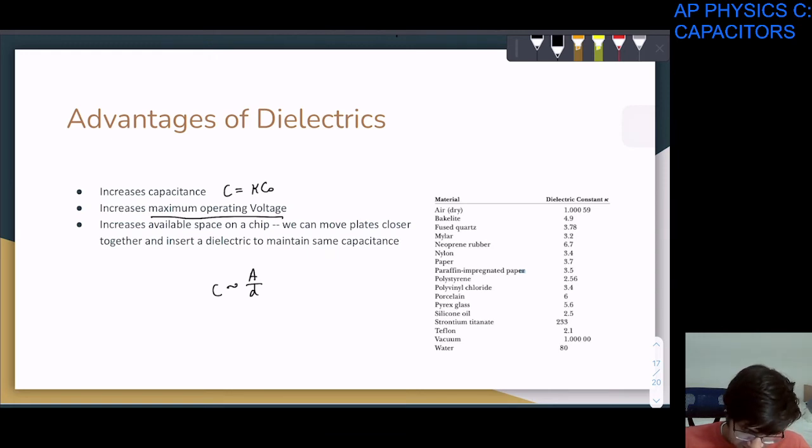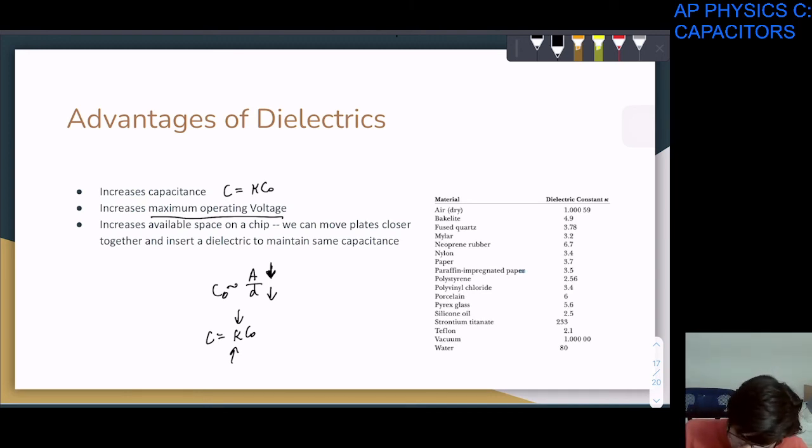So we can actually scale down in two ways. The best way to scale down is to decrease A. This would be C0, and then C is equal to kappa times C0. So we insert a material, which gives us the factor of kappa, and then we decrease A and decrease d. We bring the plates closer together, insert a material, and that allows us to have smaller plate sizes, so we have more room on the chip.